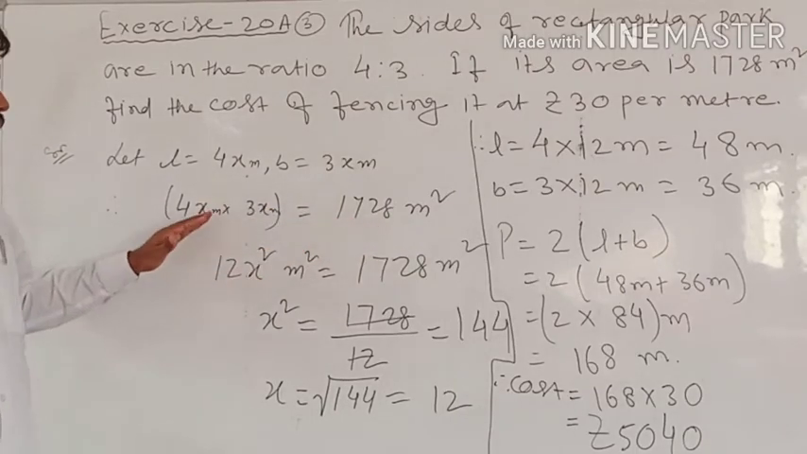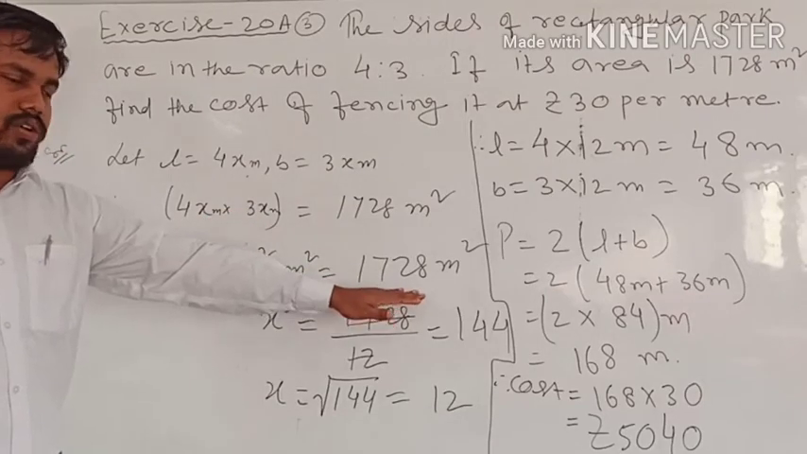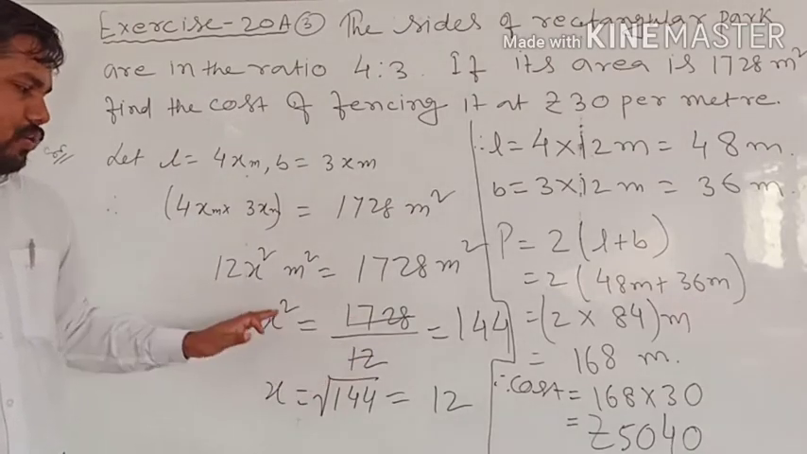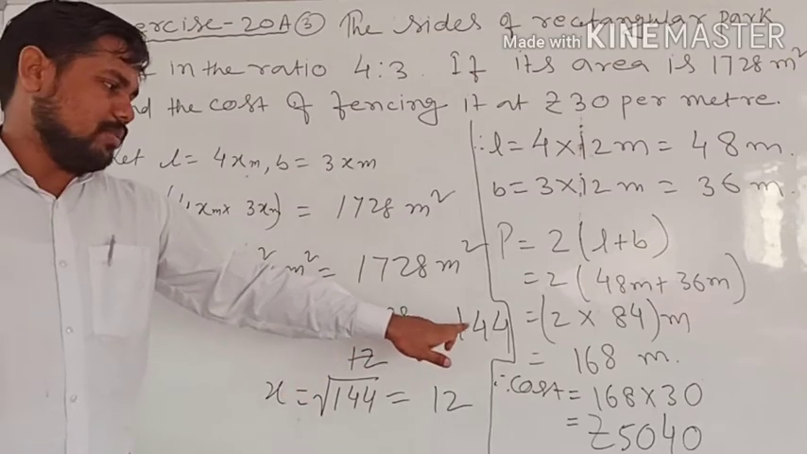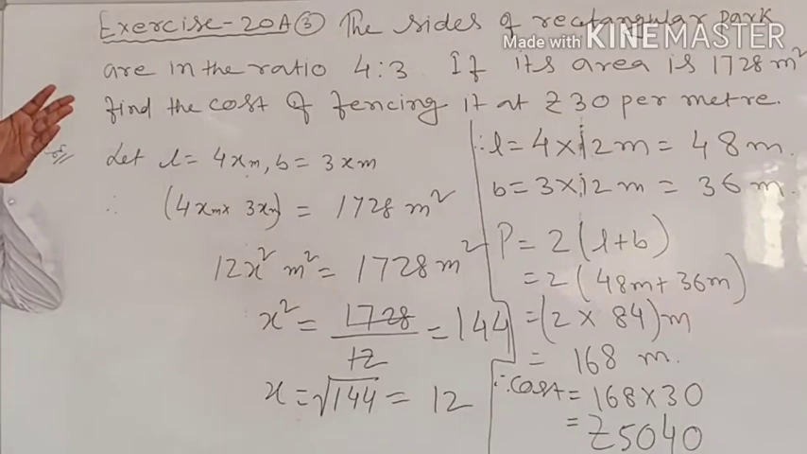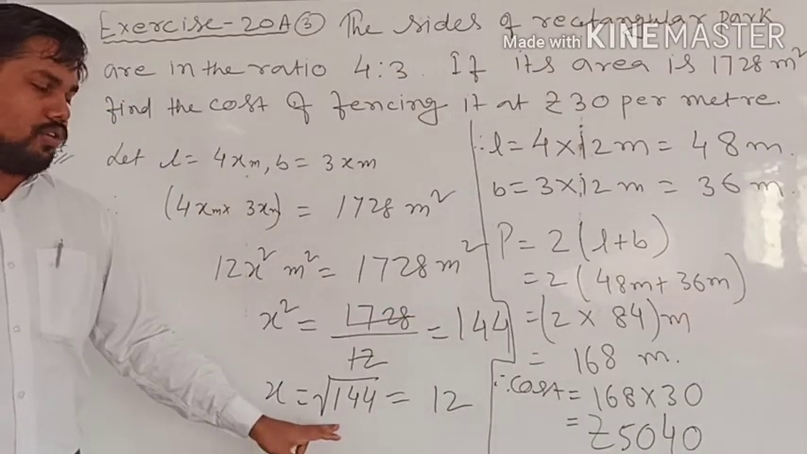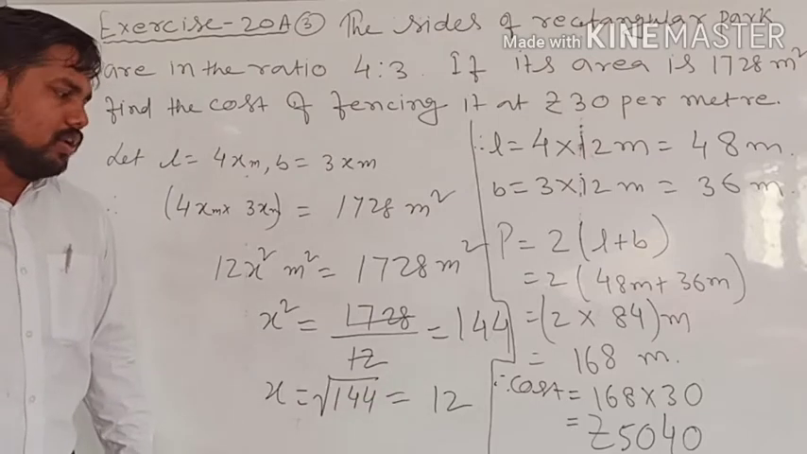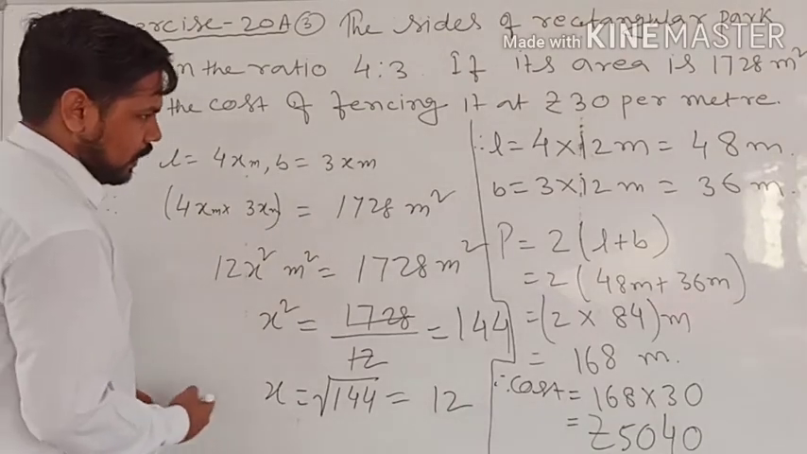So 4x meter into 3x meter will be the area. And after that 4 into 3 is 12 x square meter square is equal to 1728 meter square. So meter square cancels, x square will be 1728 divided by 12. The answer is coming 144. So x square is equal to 144. So x will be root under 144, square root of 144 is 12. So that means the value of x we got here is 12.